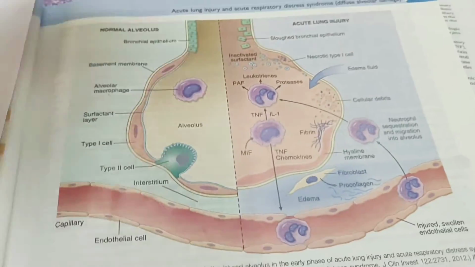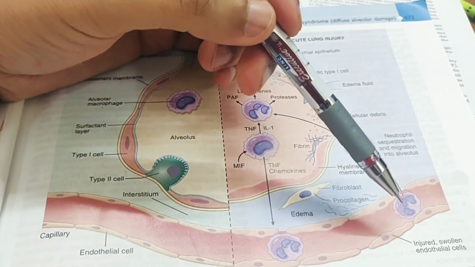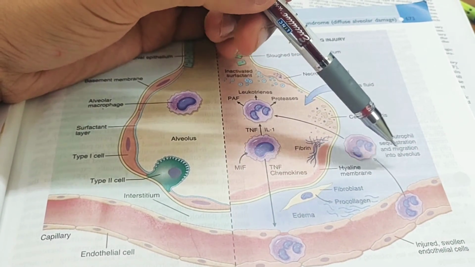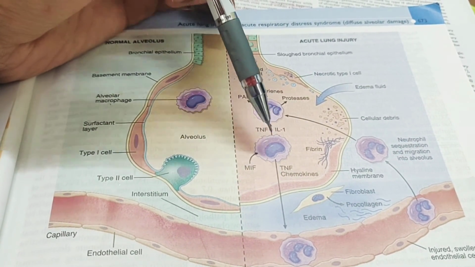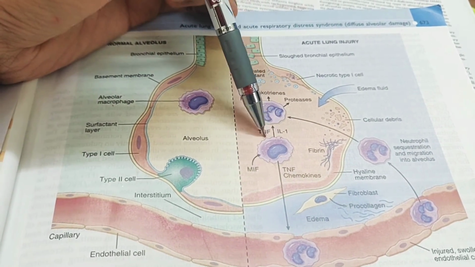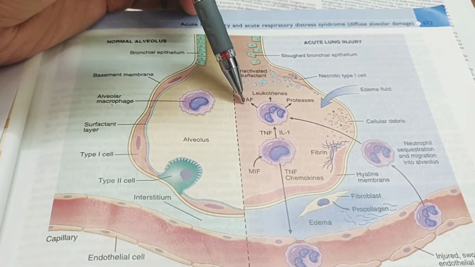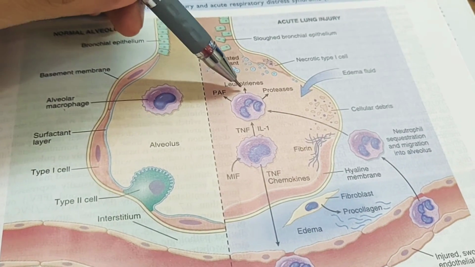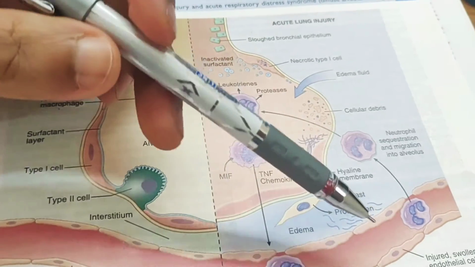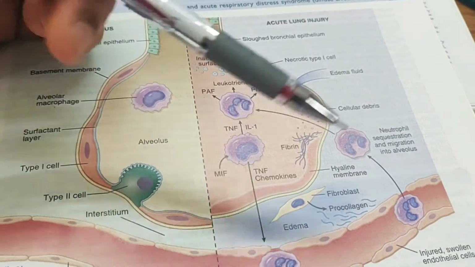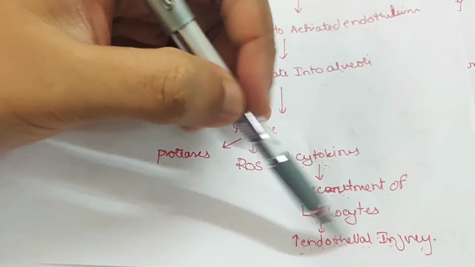You can see this now. Adhesion molecules are increased, so these neutrophils get sequestered and migrate into the alveoli. After migration into the alveoli, they are again activated by tumor necrosis factor and interleukin 1, which causes release of their contents like platelet activating factor, leukotrienes, and proteases, which cause more destruction and also increase the endothelial injury.